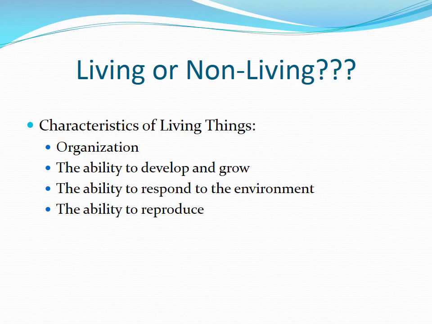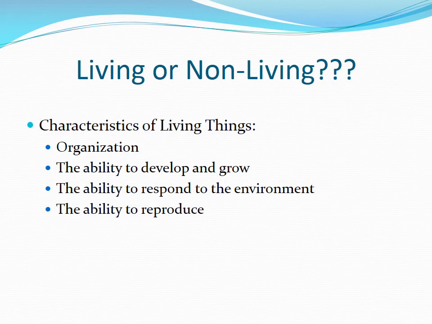The first thing that we're going to talk about when we are discussing characteristics of life is how to decide whether something's living or non-living. So there's 4 main characteristics of living things. Organization. Organization refers to how an organism's body is organized. So some types of organisms are organized really simply, like bacteria, while others are much more complex, like humans.